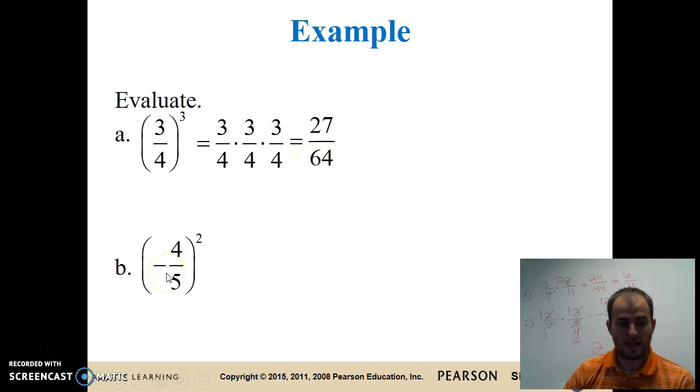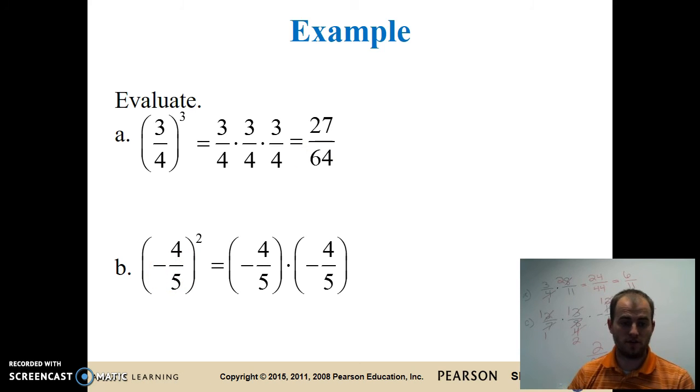Alright, letter B says negative 4/5 squared. That means negative 4/5 times negative 4/5. Or you could do 4 squared is 16, and 5 squared is 25. Don't forget it becomes positive, because a negative squared, or a negative times a negative, is a positive.